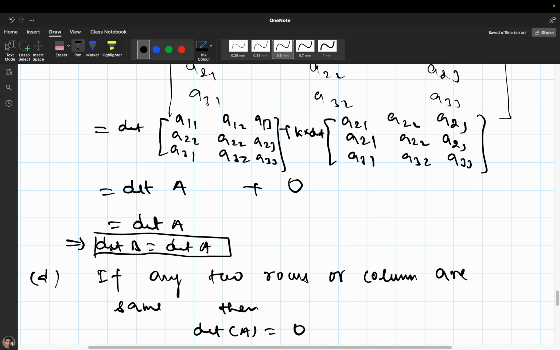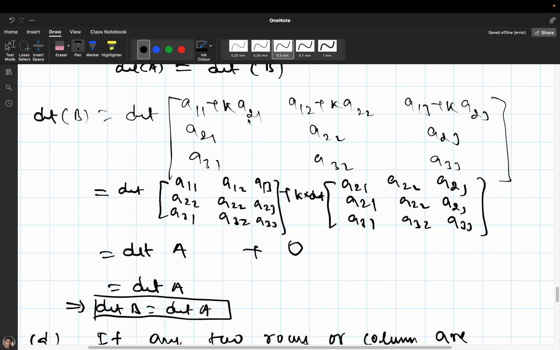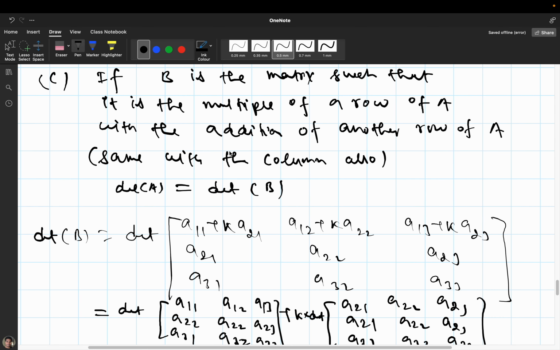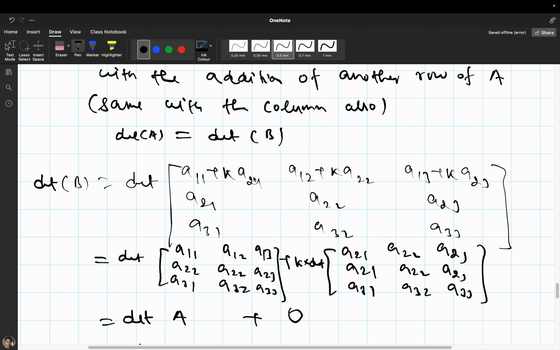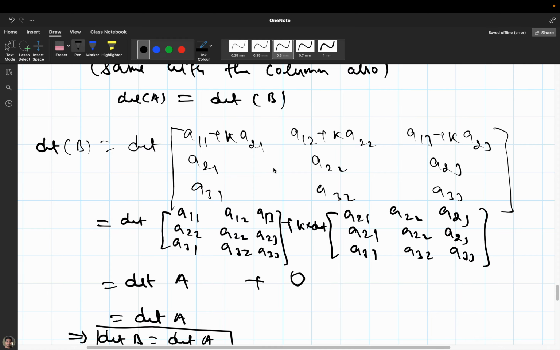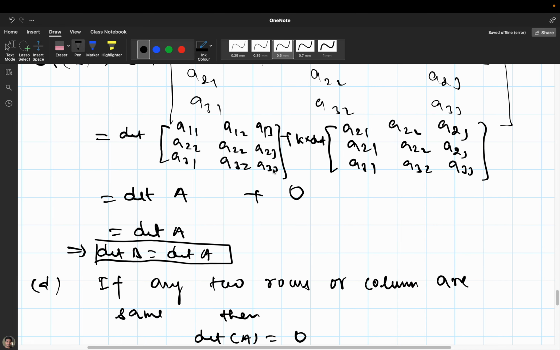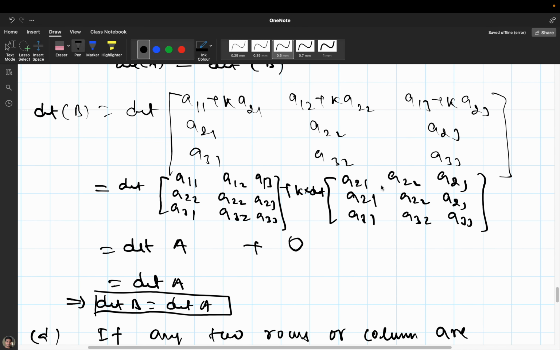Are you guys following me? This is nothing but the elementary row operation. And what I talked about is that when you do an elementary row operation, the value of the determinant will be unchanged, because when you separate the values by using this property, you get K times this determinant, and you can see that these two rows are repeating. So the determinant of this matrix will become 0. That's why the determinant of B is exactly equal to the determinant of A. Right?